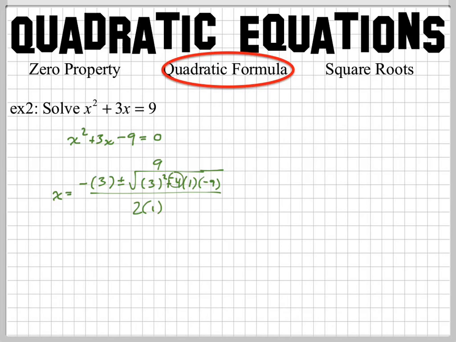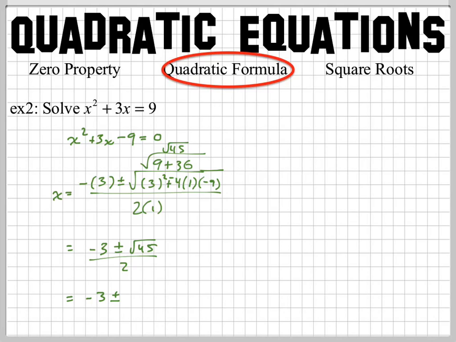We have -4 times -9. What's -4 times -9? 36. 36 plus 9 is 45. And so we have the square root of 45 right there. If we simplify it, make it look all pretty, it's -3 plus or minus the square root of 45 over 2. Now, you're supposed to simplify the radical as much as you can.